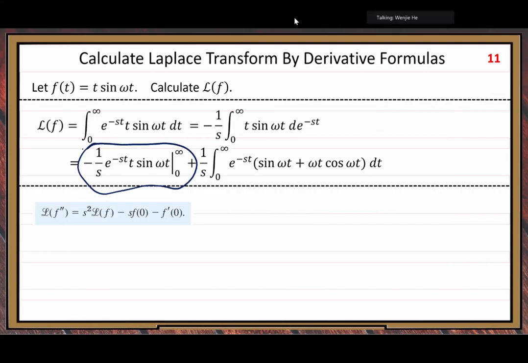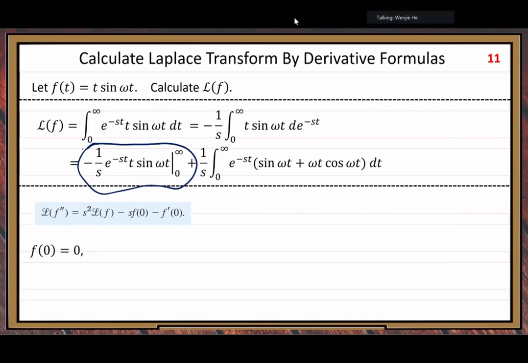Here I leave it there. I just show you that if you apply the definition directly, there is some hard work here. It does not mean you cannot do it, but it is some nontrivial work. Now, let's consider applying the Laplace transform of the second derivative.